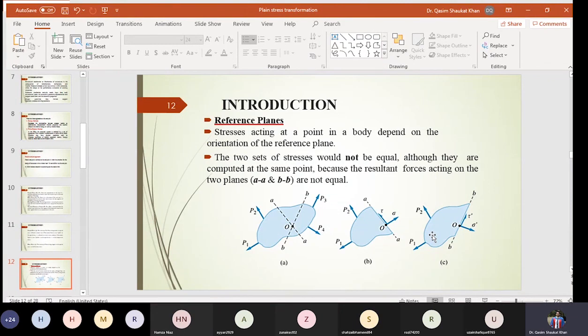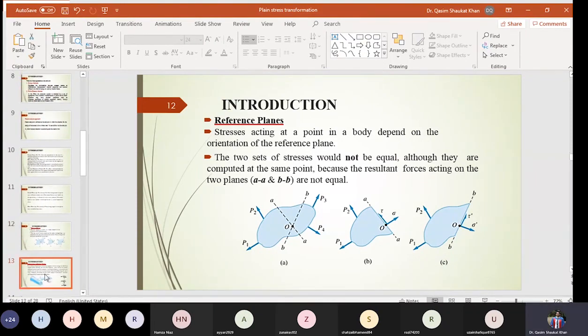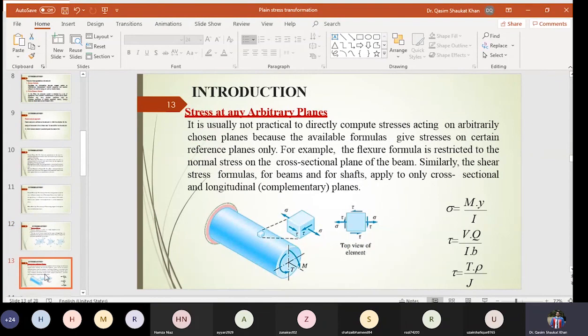So your normal stress and your shear stress will depend on the reference planes. They will depend on the reference planes. Okay, next, in the continuation of this, we want to calculate the stress at arbitrary planes.